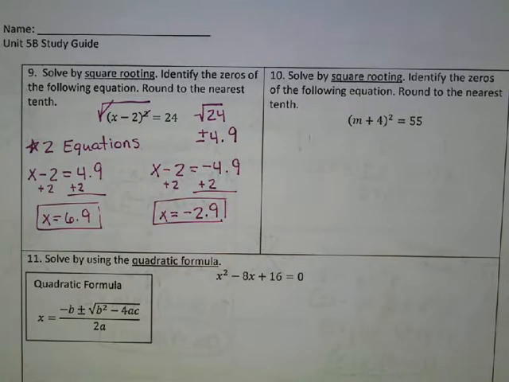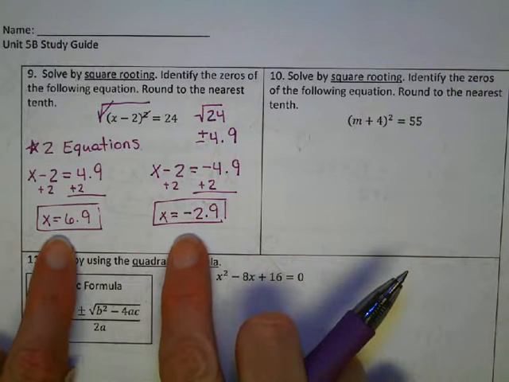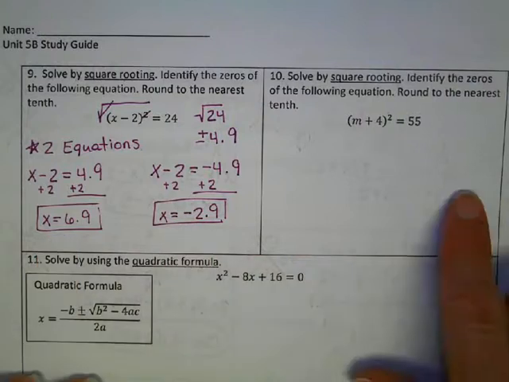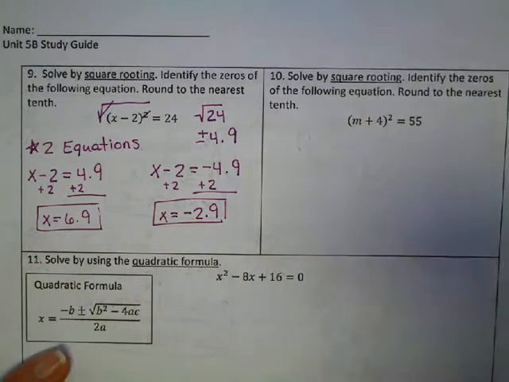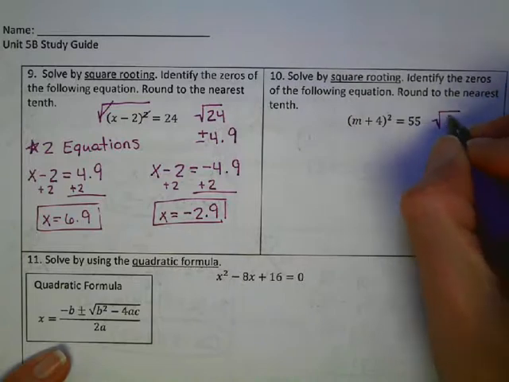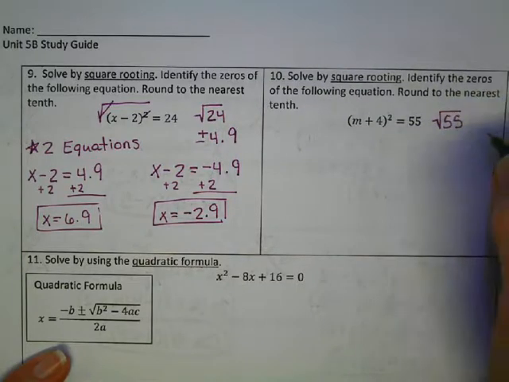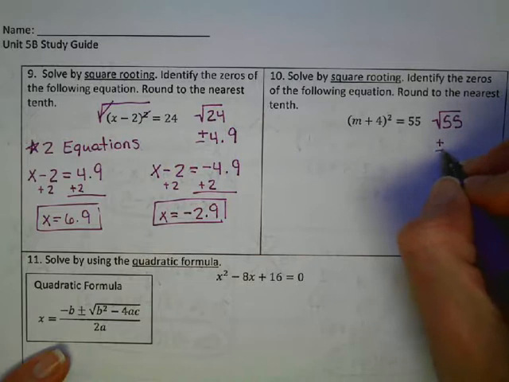Identify the zeros just means these 2 points are what we call the zeros on the x-axis. Round to the nearest tenth if we get a decimal. So, square root of 55 is about positive and negative 7.4.